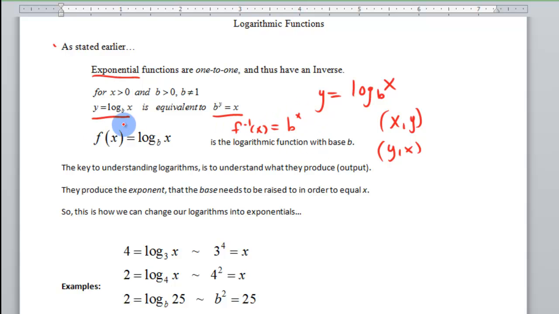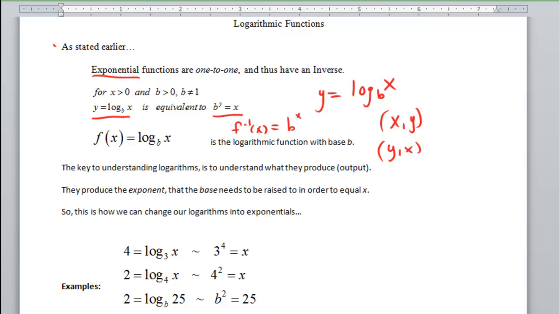But for our notation, the y output here is the y power here. The input here is the output here. So you can kind of see where they go. And we need to know where they go for transforming from logarithmic to exponential and going back from exponential to logarithmic. Okay? So here's the basic definition: f of x equals log base b of x.